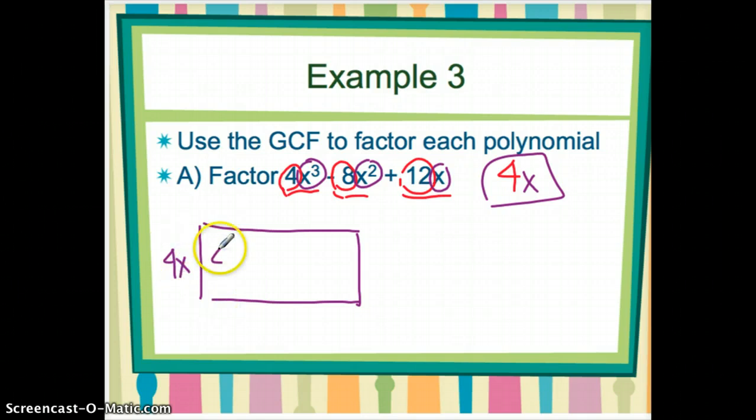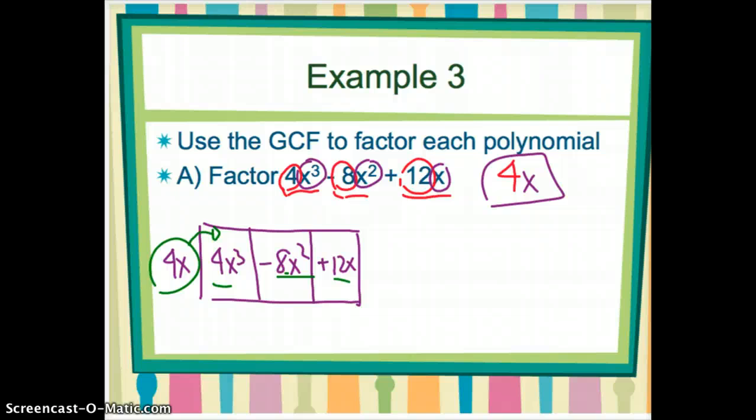Okay, and in the middle you have 4x cubed minus 8x squared plus 12x. Basically what we're looking for are the two dimensions. So what do you multiply this 4x by to get each of these terms in the middle? If I said, what do I multiply 4x by to get 4x cubed? Well, the number is just a 1.